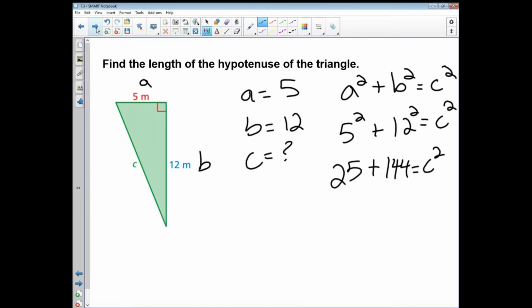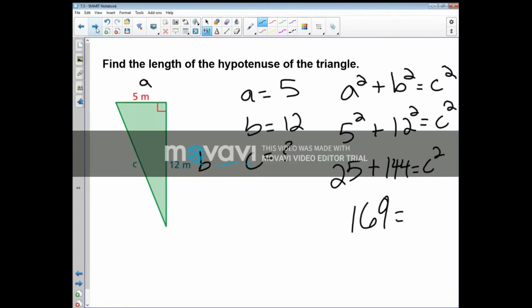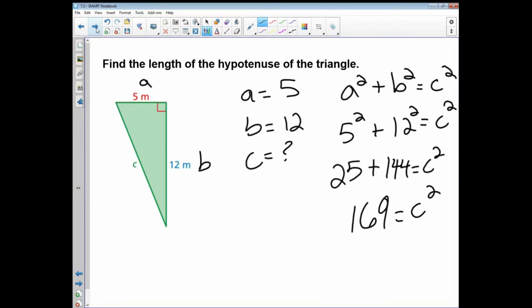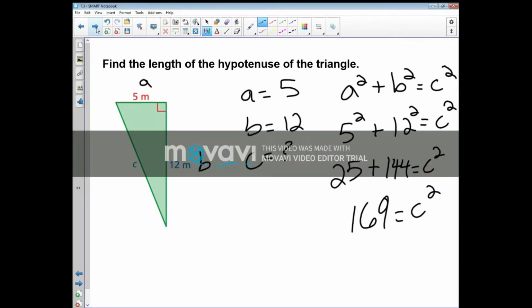Now, if c squared equals 169, how can we figure out what c just equals? Well, we just learned about square roots, where we undo a square by taking the square root. And if we do it to one side, then we have to do it to the other. It's just like the golden rule of algebra that we talk about at the top. So we're going to take the square root of the right side, and we're going to take the square root of the left side. So all that should be left after you take the square root of a square should be c. Okay?